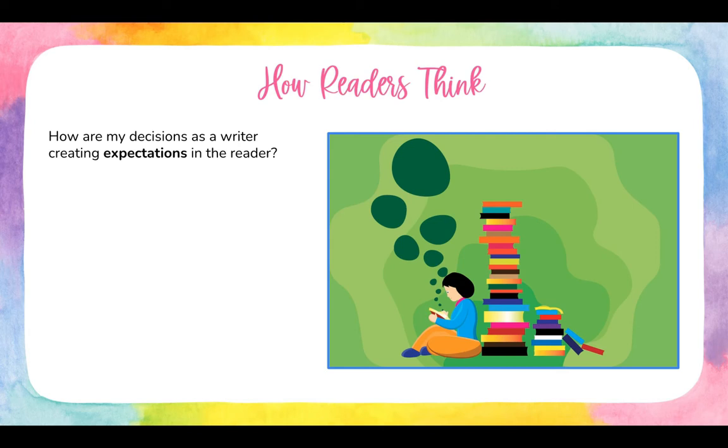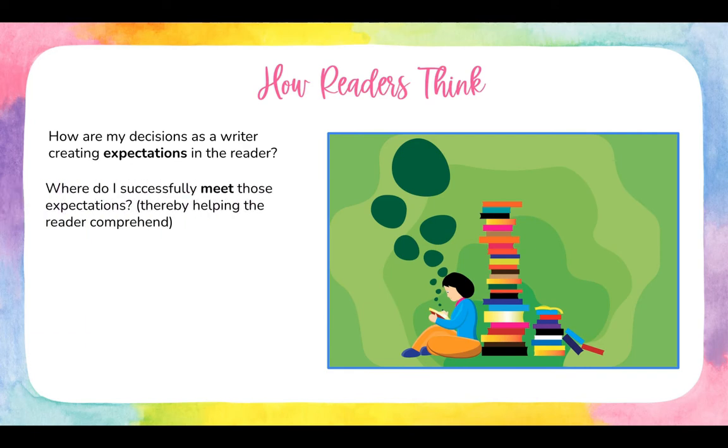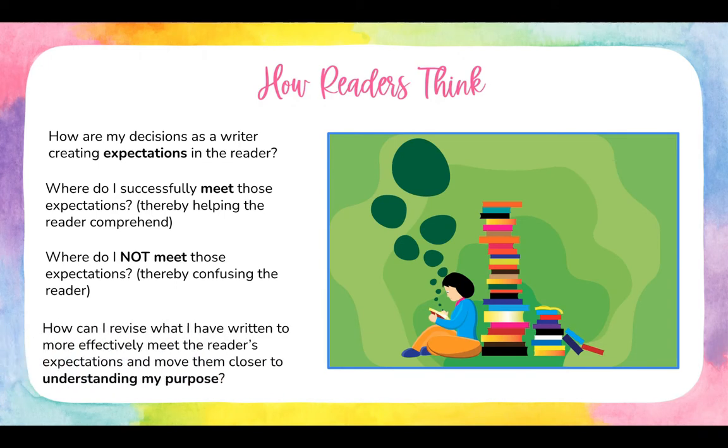So when we write like a reader, we're going to be thinking about how my decisions as a writer are creating expectations in the reader. Where do I successfully meet those expectations, thereby leading to the reader comprehending what I'm saying? Where do I not meet those expectations, thereby confusing the reader? And how can I revise what I've written to more effectively meet the reader's expectations and move them closer to understanding my purpose?